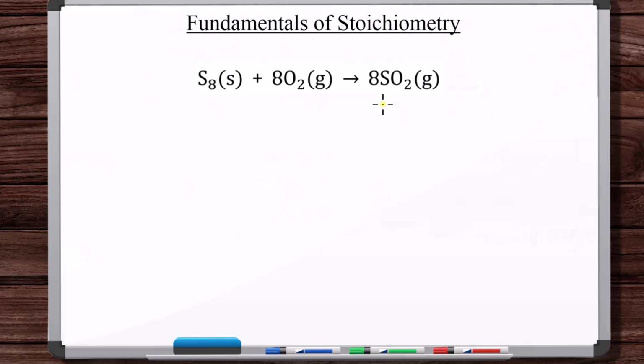Okay, it also makes perfect sense to just scale this up by a mole. We're still just dealing with counts if we say 1 mole of S8 reacts with 8 moles of O2 to produce 8 moles of SO2. That makes complete sense.